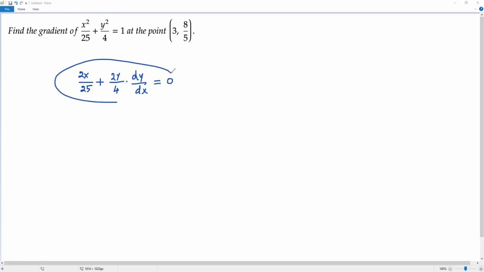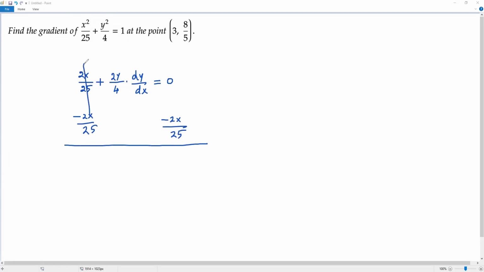Okay, now let's solve for dy over dx in this equation. Let me subtract 2x over 25 from both sides of this equation. Then this positive value and negative value will cancel out. I am getting 2y over 4 times dy over dx on the left side. On the right side, 0 minus this stuff is negative 2x over 25.